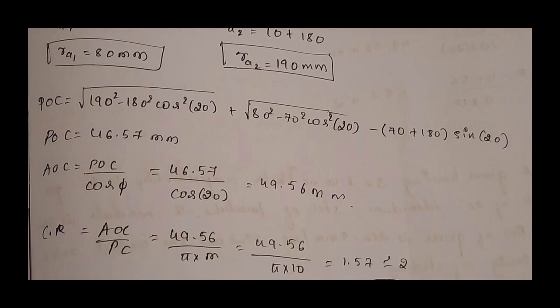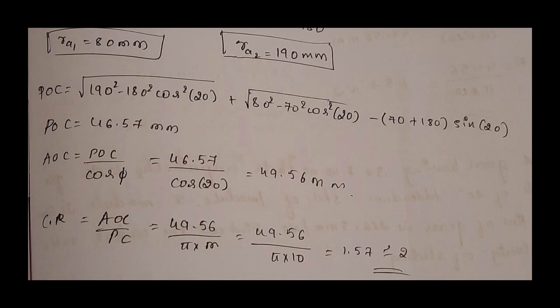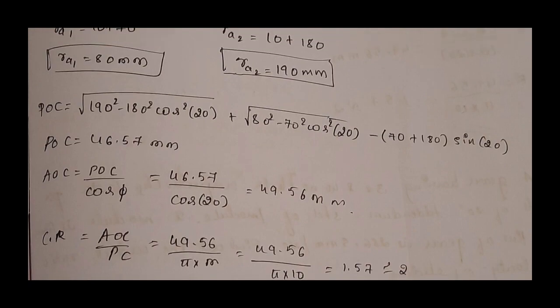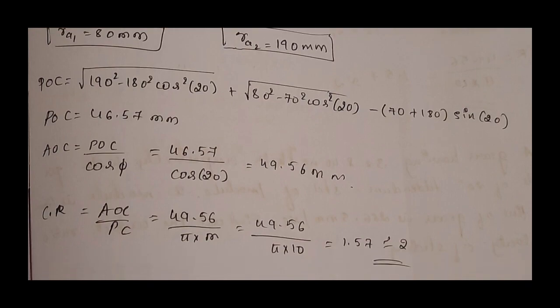By using that, contact ratio CR is equal to AOC, arc of contact, divided by PC, that is the circular pitch, that is pi m. What is circular pitch? There is a terminology for it. It is the distance from one tooth to the corresponding point of the adjacent tooth, with reference to the pitch circle. So that is circular pitch. By proof, PC is equal to pi m.